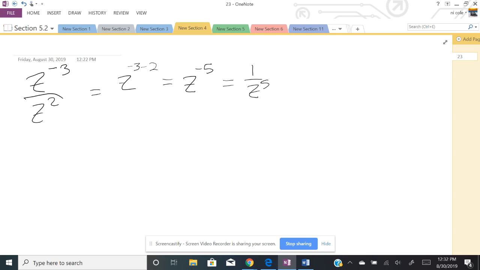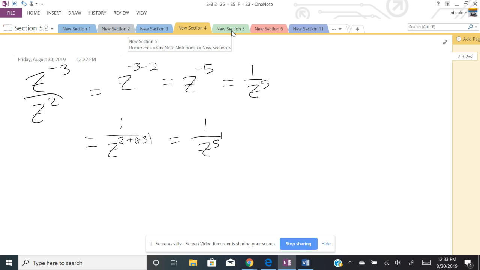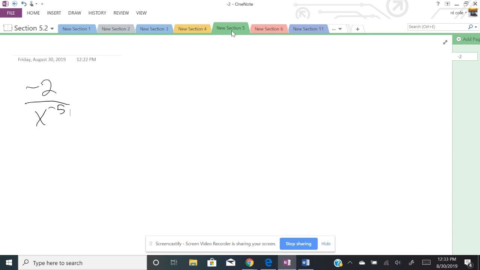The way I really like to do it is looking at the quotient rule and asking which exponent is larger. 2 is larger than negative 3, so I'm going to put a 1 as a placeholder, and then I'm going to do z squared minus negative 3, which is, 2 negatives make a plus, so that is 1 over z to the 5th. There are multiple ways to do problems. Just find one that works for you. All right, here we go.